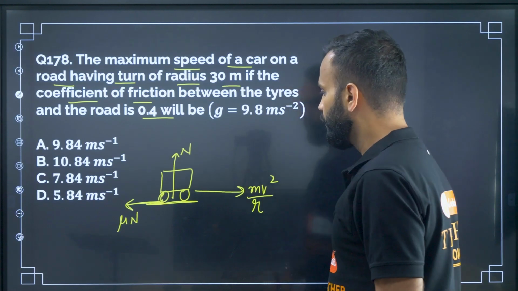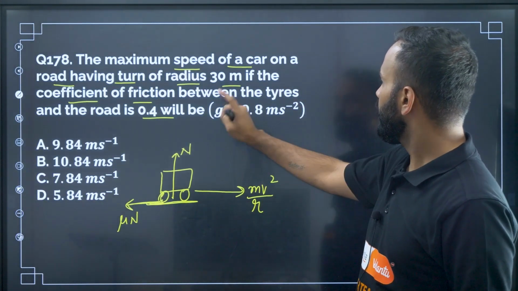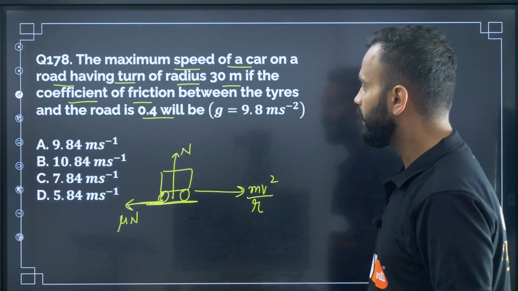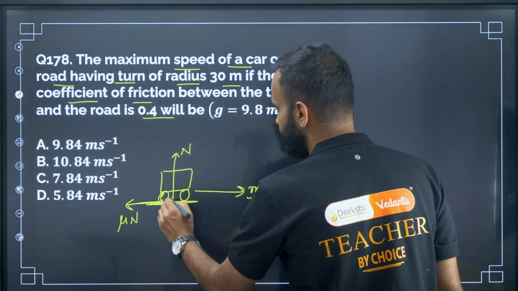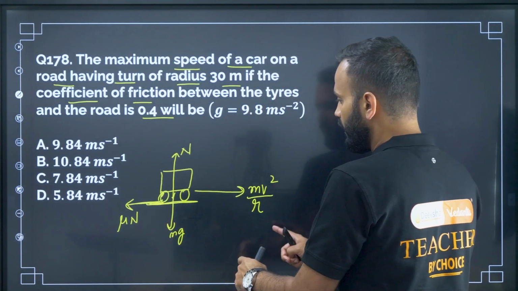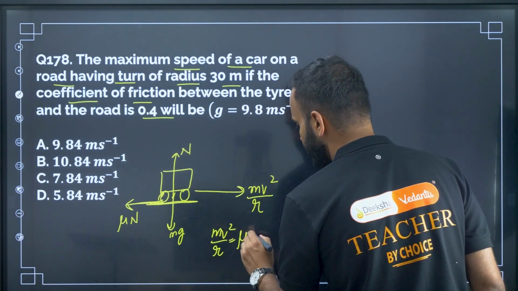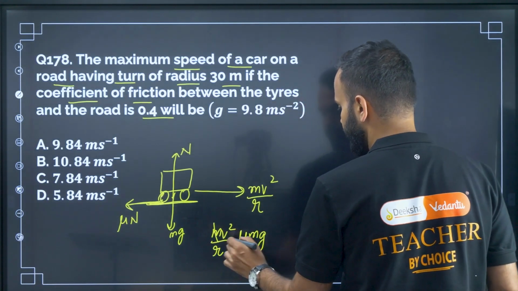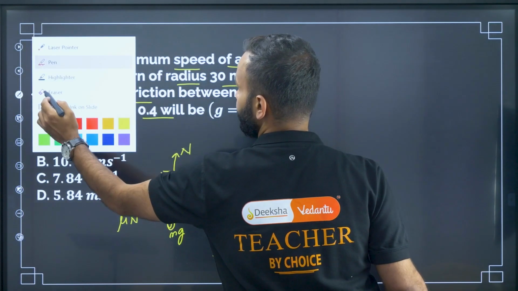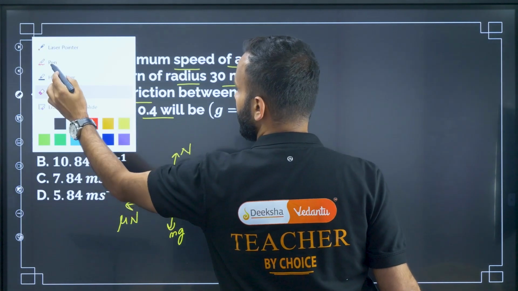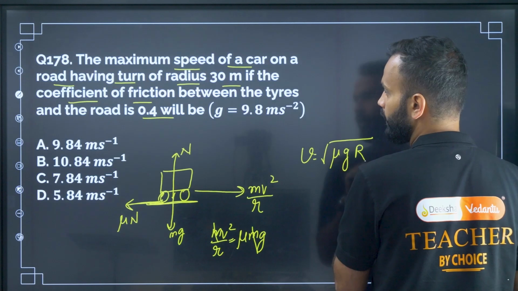So we need to find the maximum velocity or maximum speed of the car on a road having a turn of radius 30 meter. Now mv square by r is equal to mu N. N is mg, so mv square divided by r equals mu into mg. m will get cancelled. So v equals root of mu g r.